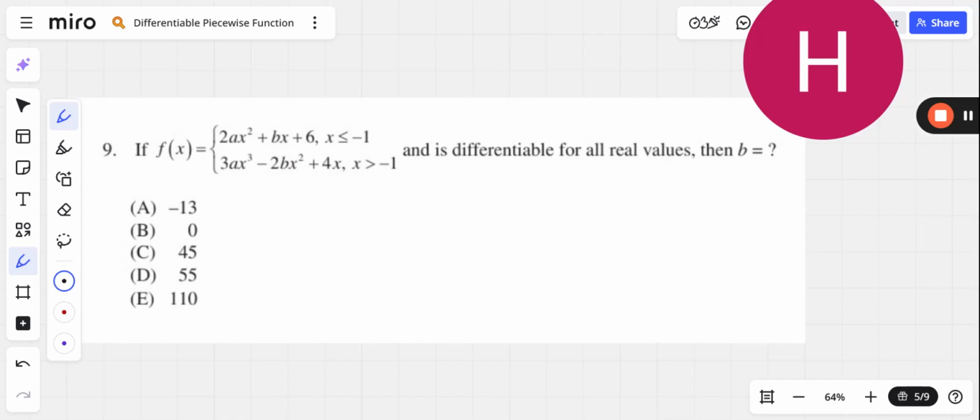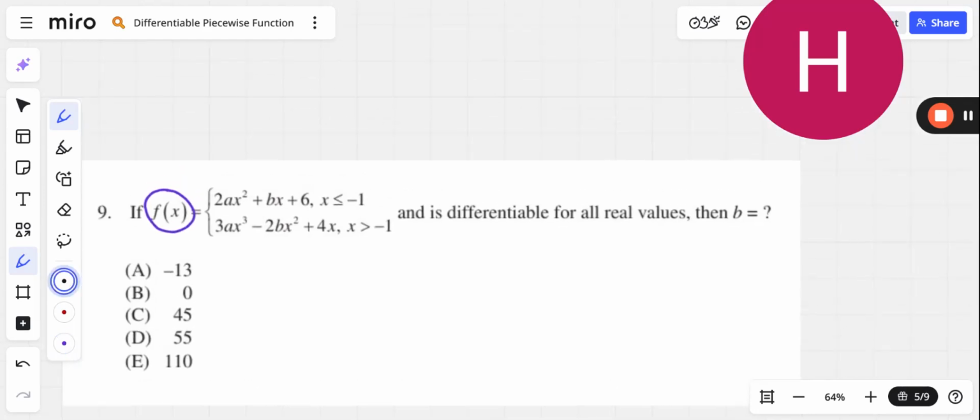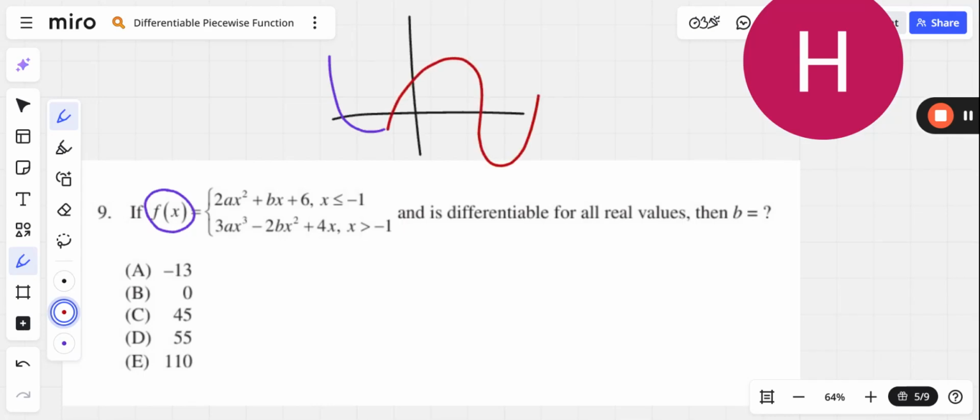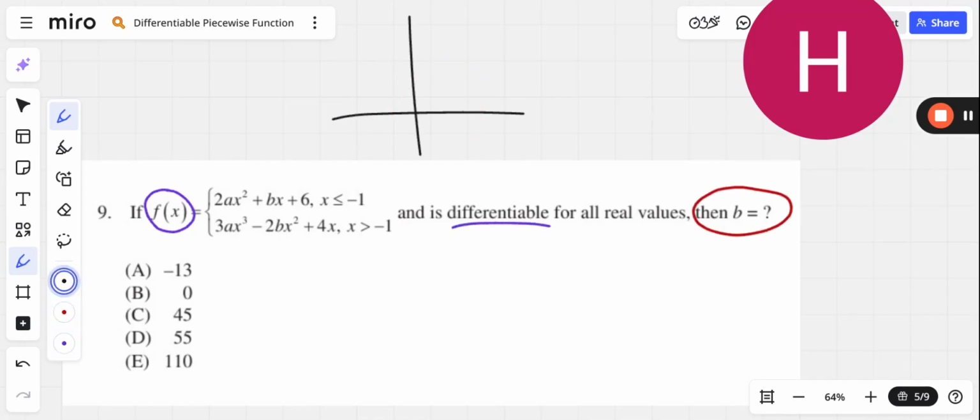All right, let's get started. So we're given a piecewise function, and we know that piecewise functions are potentially broken, right? So we have this quadratic function, maybe it's going something like this, and then we have this cubic function, which we're hoping is connected, and we're also hoping it's smooth because we're told that it's differentiable. And we're asked for the value of b.